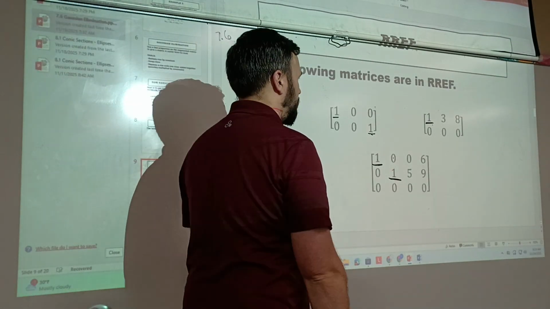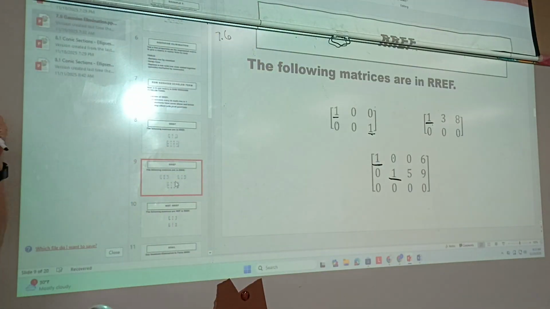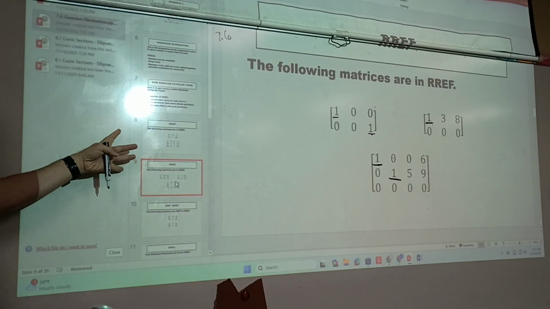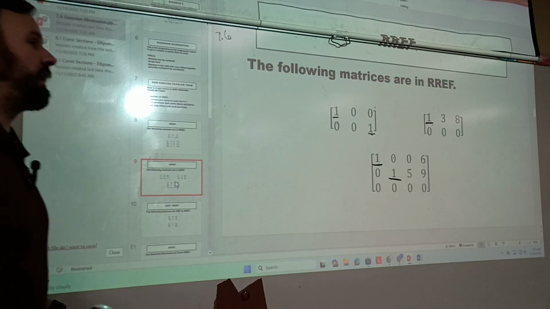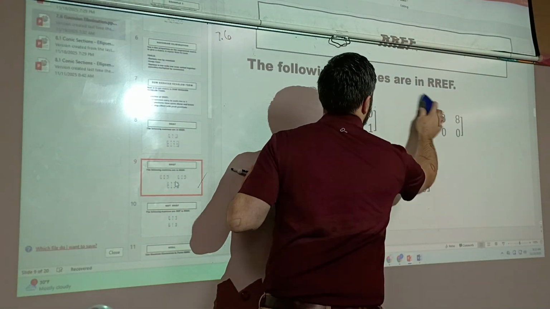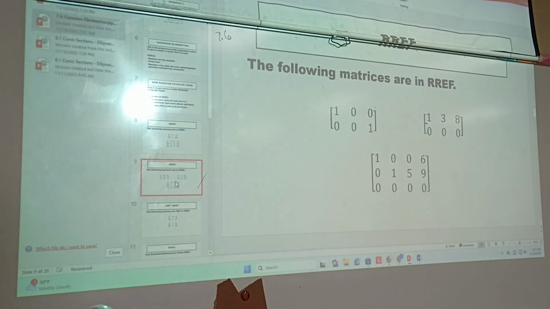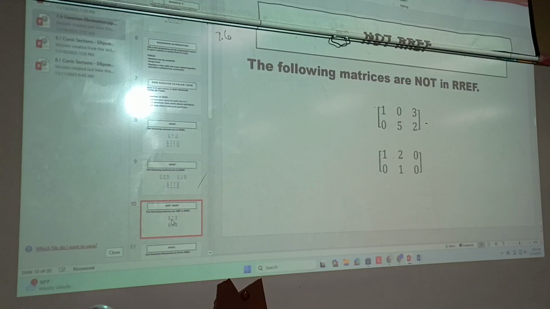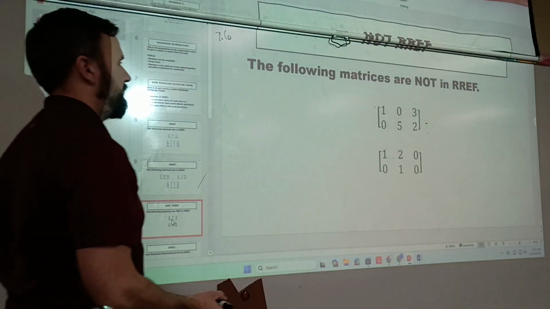Trying to remember if there's a homework question asking you if it is in reduced row. Biggest thing I can tell you is if you get that question, is it in reduced row, look at slides 8 and 9 and compare and see if it looks like those that are in reduced row. Or you can always ask. You guys don't have a lot of practice in matrices. I get that. These are not in reduced row.